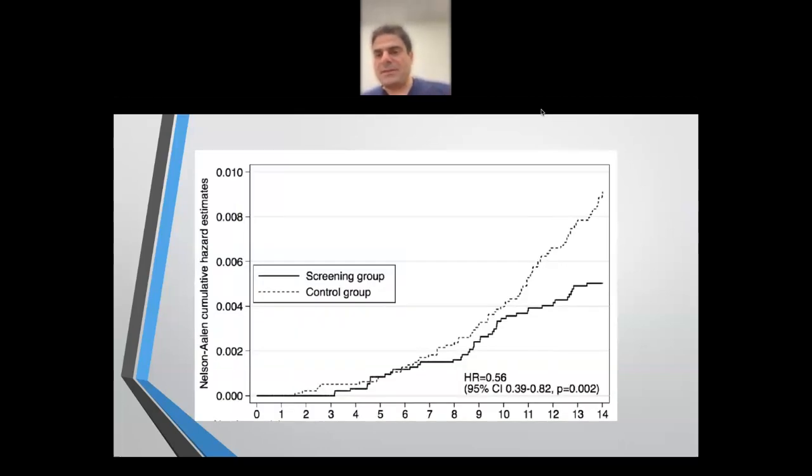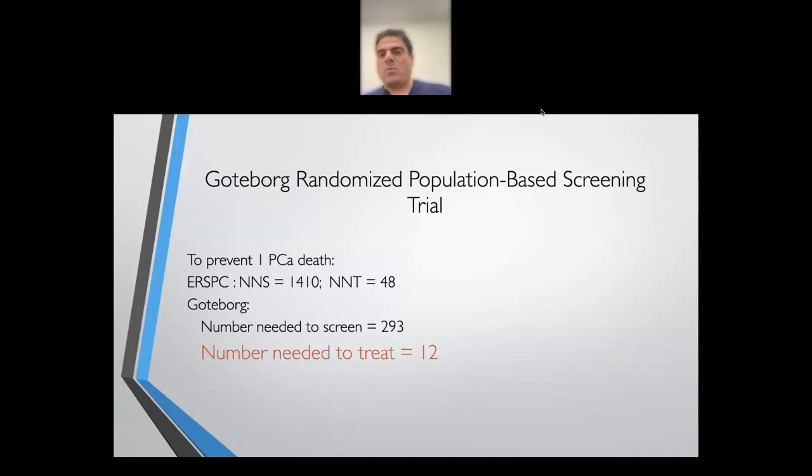Same thing here. Next. Now, when we look at the Göteborg study, the number needed to screen in the European study was initially 1,400. And the number needed to treat was 48 and then went down to 39. In the Göteborg study, you need to screen 293 and you need to treat 12. So this is very significant. This is not as bad as the other study was showing. But again, this is when somebody knows what they're talking about. They are urologists. They know what the issues of these studies are.